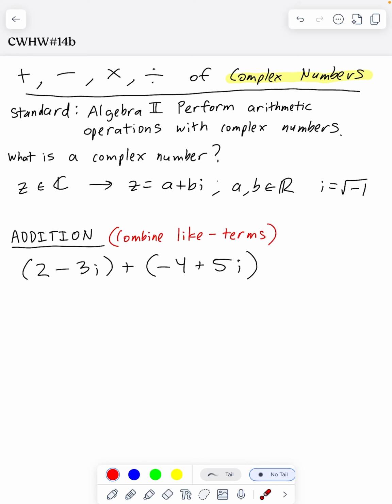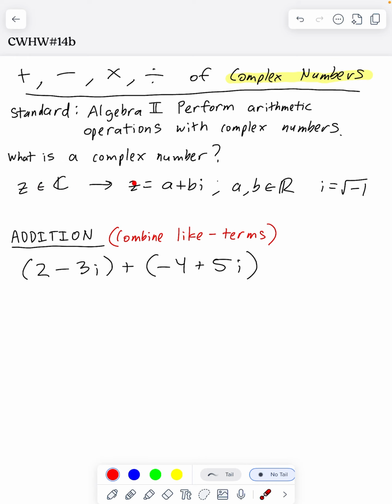The standard that we'll be addressing is a high school standard, Algebra 2, and it's perform arithmetic operations with complex numbers. So first off, what is a complex number? So all this is saying is, if z is a complex number, this means that z is some variable, and z is a member of this set, and this set is the complex numbers. The C is the notation for the set of complex numbers. So this just means let z be a complex number.